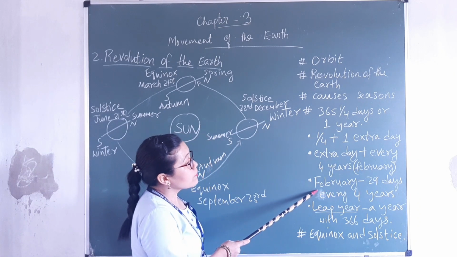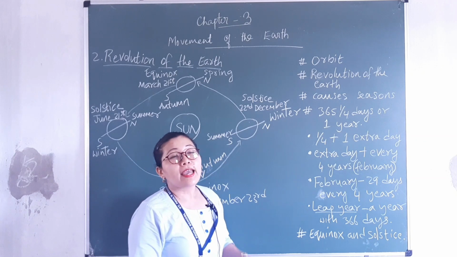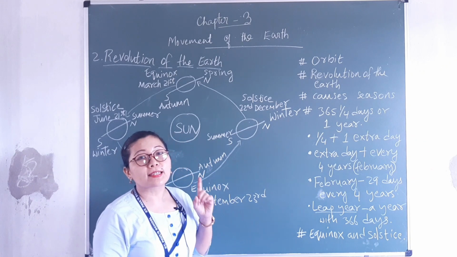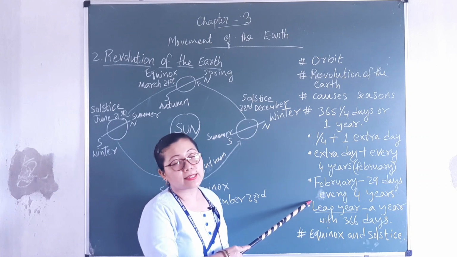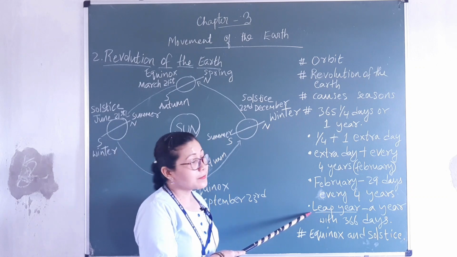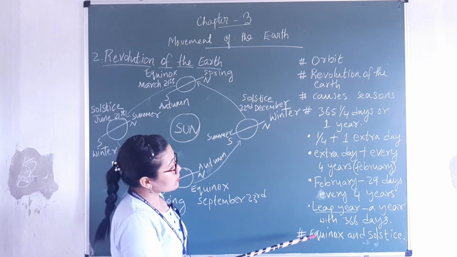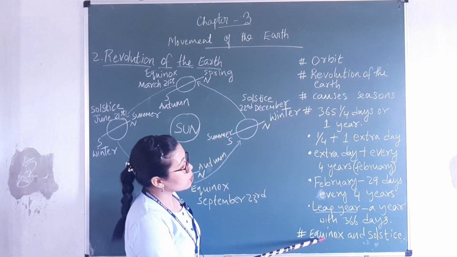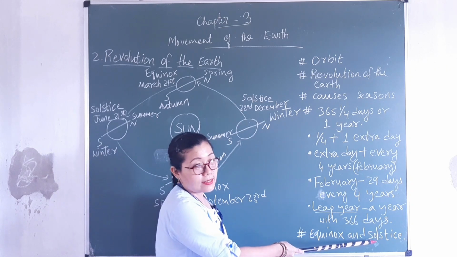And when February has 29 days, a year has 366 days. And when a year has 366 days, it is known as leap year. Do you understand? Now, we will see what do you mean by equinox and solstice, okay?